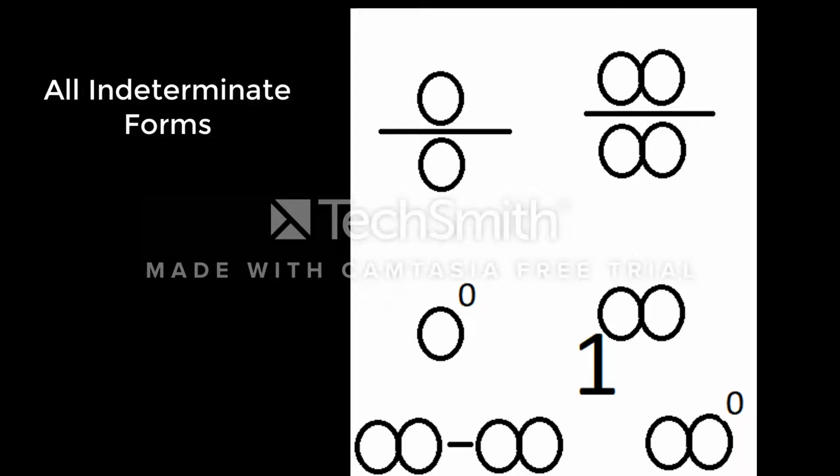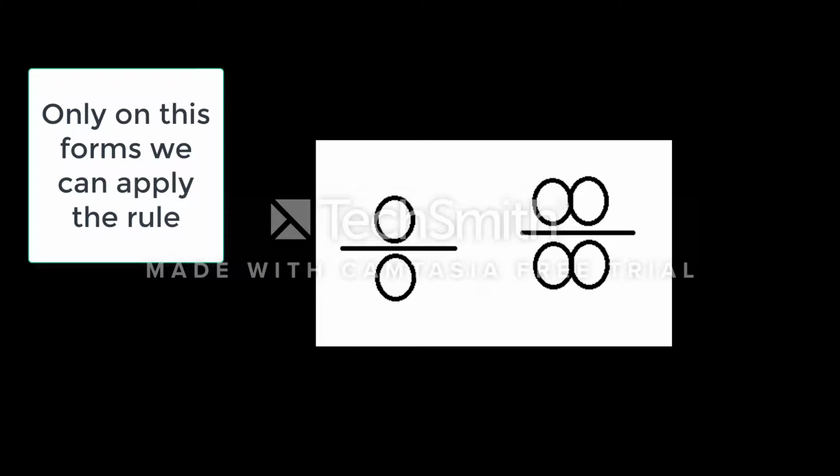It's really important to mention that L'Hôpital's rule is used to solve indeterminate forms, but it can only be applied in two kinds. The indeterminate forms are 0 over 0, infinity over infinity, 1 to the infinity, 0 to the 0 power, infinity minus infinity, infinity to the 0 power. But it can only be applied when it's 0 over 0 or infinity over infinity. That's the reason all the rest of the indeterminate forms have to be modified algebraically in order to rewrite them as 0 over 0 or infinity over infinity.